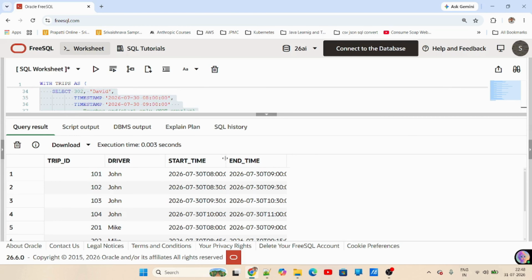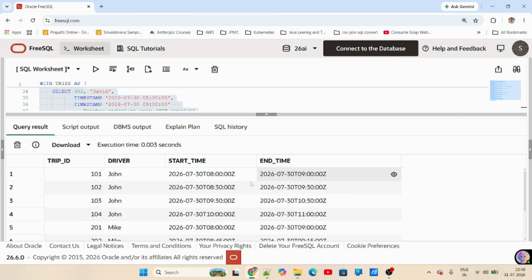Okay, so here we have John. As you can see, trip ID 101 for John is 8 to 9, and then John has another trip at 8:30 to 9:30. So this is a clear overlap that is going to happen. Then there is another trip, 9:30 to 10:30, which is not going to overlap, because neither of these actually overlap with that trip. Then we have John 10 to 11, which is going to overlap with this one. So there is overlapping here also.